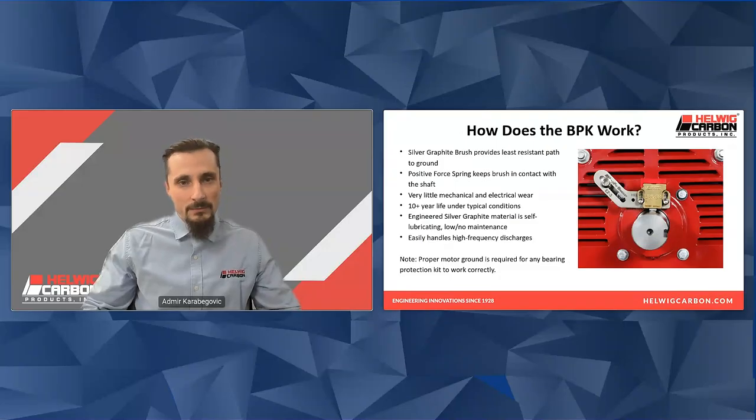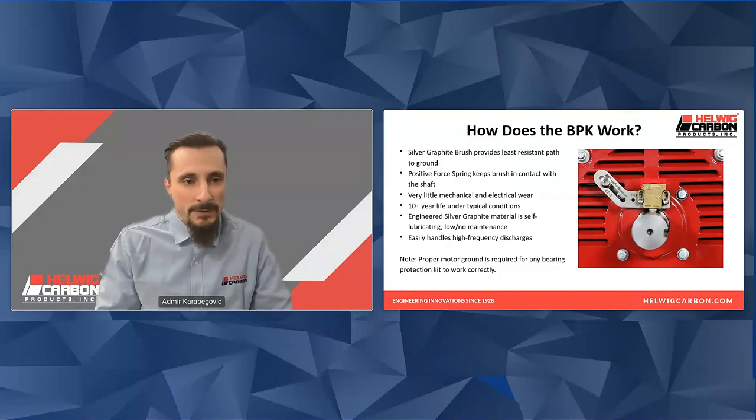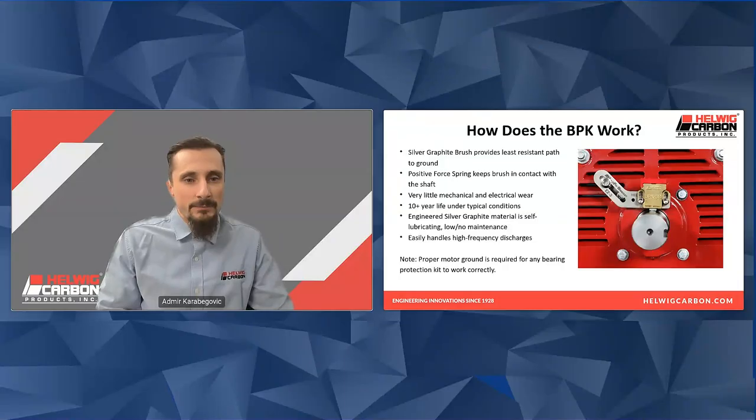So how does a bearing protection kit, or BPK, work? The silver graphite brush provides the least resistance path to ground. The positive spring force keeps the brush in continuous contact with the motor shaft. Each one of our kits comes with a constant force spring or a coil spring to give tension on that silver graphite brush to keep continuous contact with that rotating shaft.